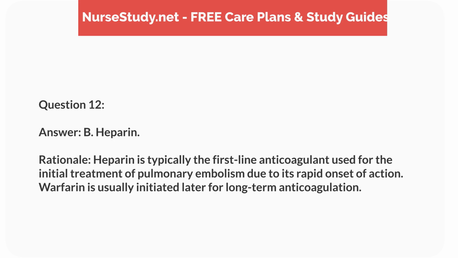Heparin. Rationale: heparin is typically the first-line anticoagulant used for the initial treatment of pulmonary embolism due to its rapid onset of action. Warfarin is usually initiated later for long-term anticoagulation.